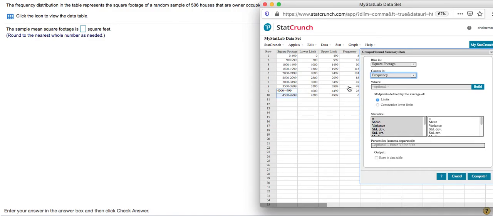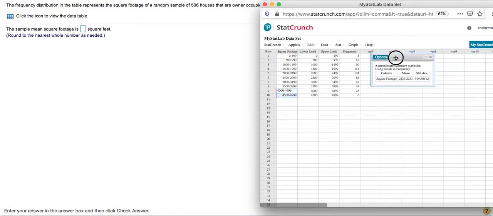Let's see, next I need two things. I'll scroll down here and say, all right, I want the mean. And I also want the standard deviation, so I'll hold Command and click, so I see both of those things here. And I'm going to leave the midpoints as average of limits. I don't think that's going to make a difference for this problem. And I'll click Compute.